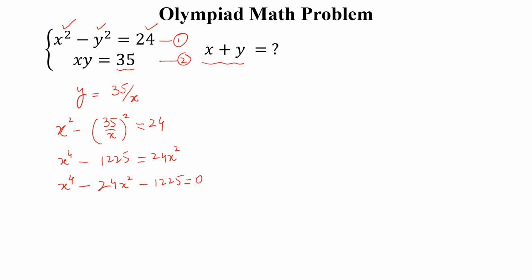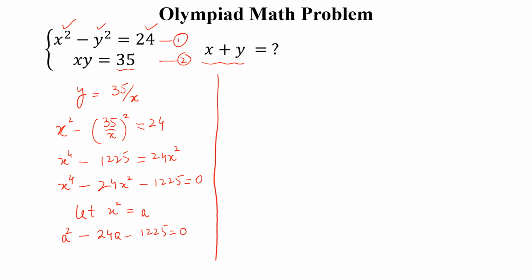Now here let x square equal to a, so we can write this equation as a to the power 2 minus 24a minus 1225 equal to 0.